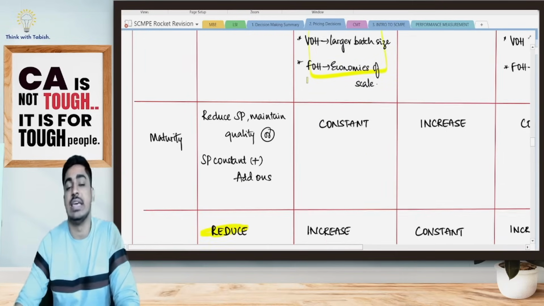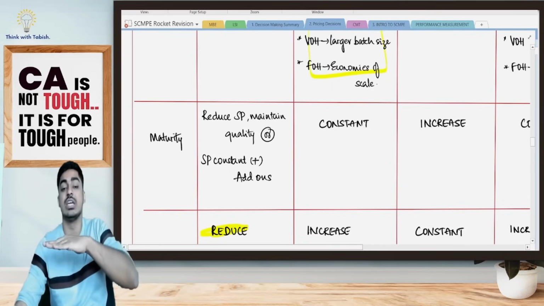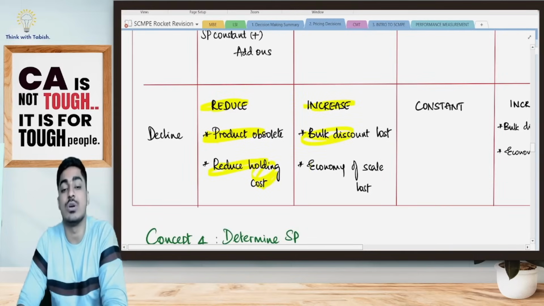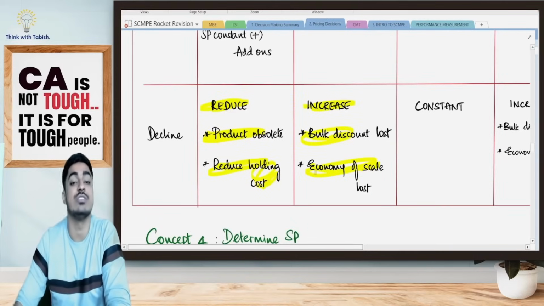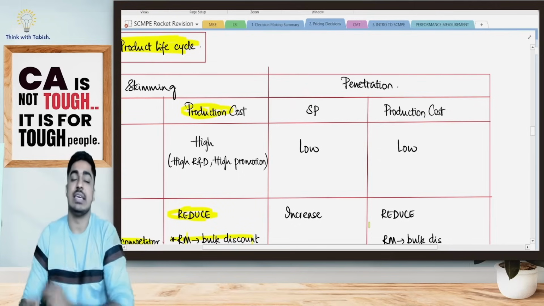Very important. Yes, during maturity, cost has already reduced. During maturity, it will remain constant. During decline, it will increase again. Why? Because the bulk discount is lost. Economy of scale, fixed overhead, it is also lost. Is it clear? Now, coming to penetration pricing, yes, selling price.